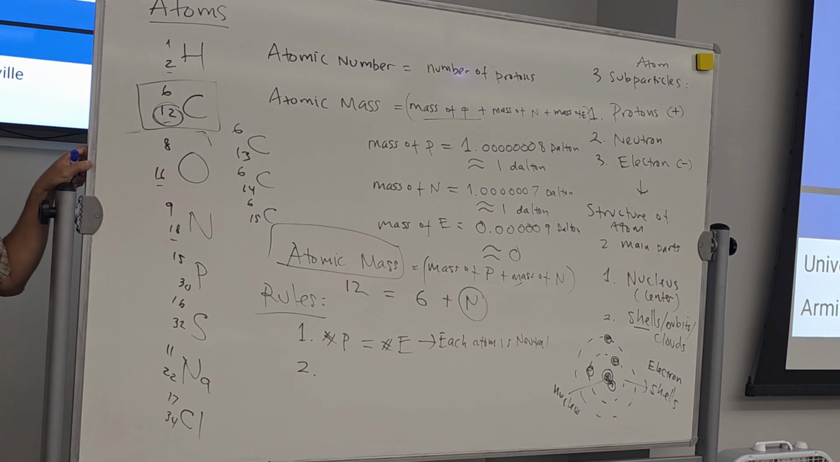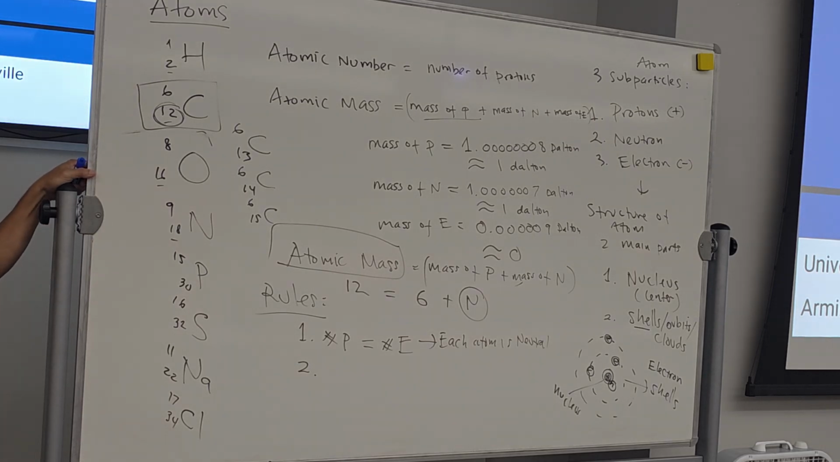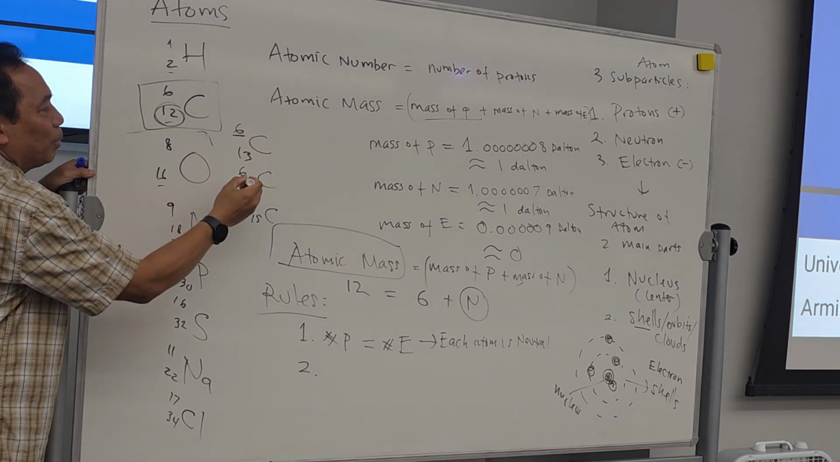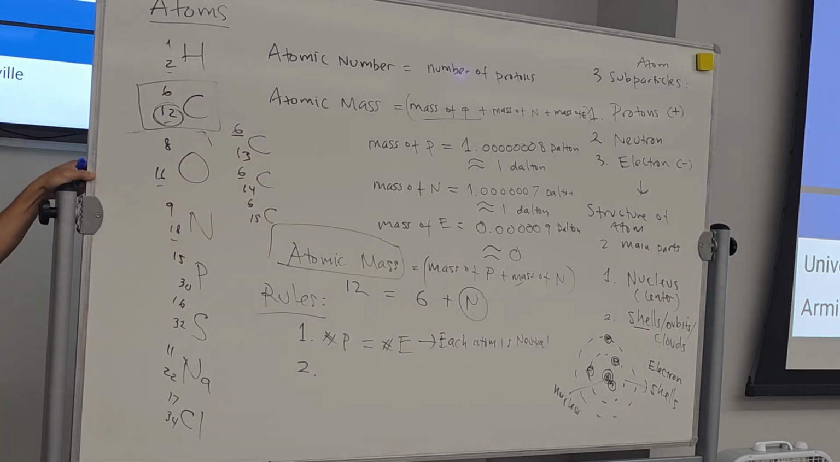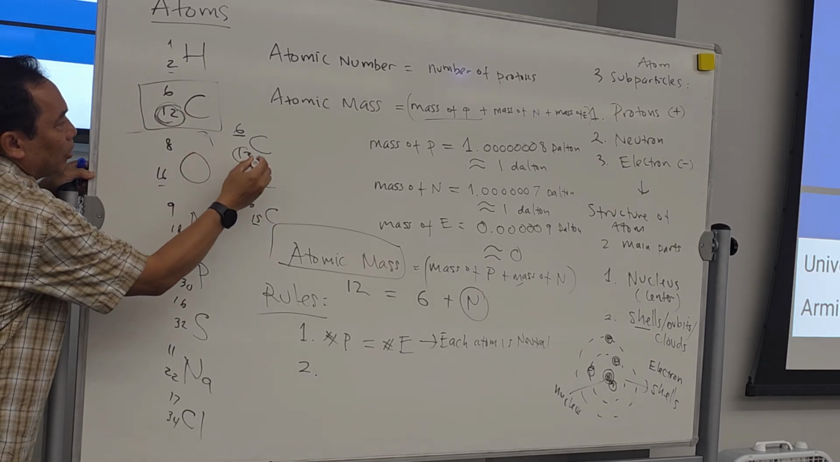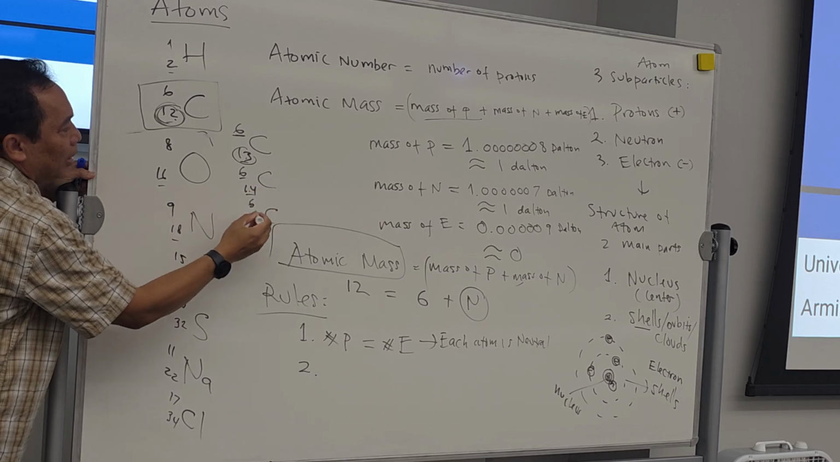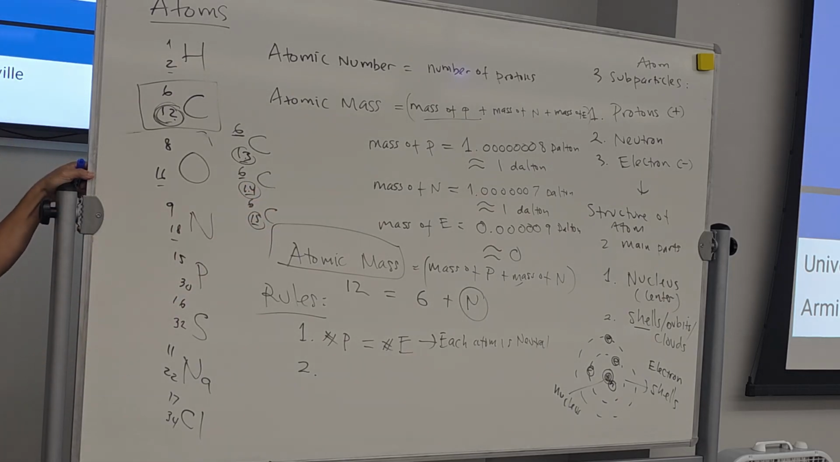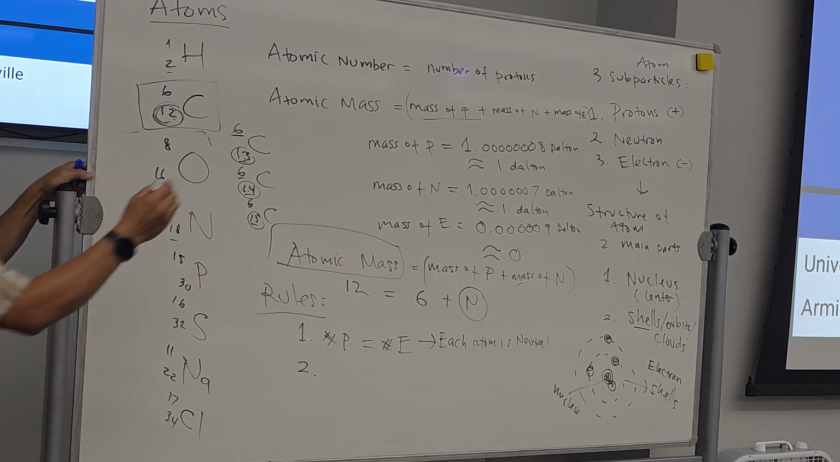Carbon has different types. They will carry the same number of protons, of course, because the proton number is the atomic number, and it's going to be the same for all carbon. However, sometimes they have different atomic masses, like 12, 13, 14, 15. So this is what we call the isotope.